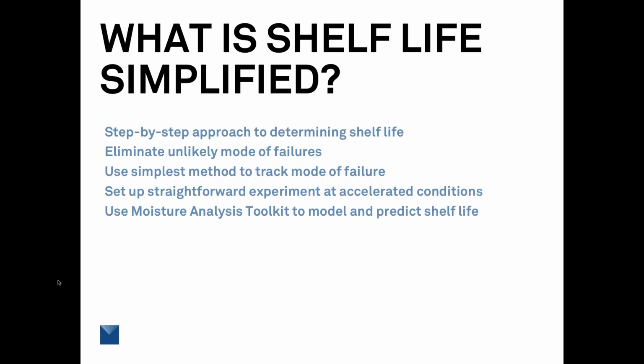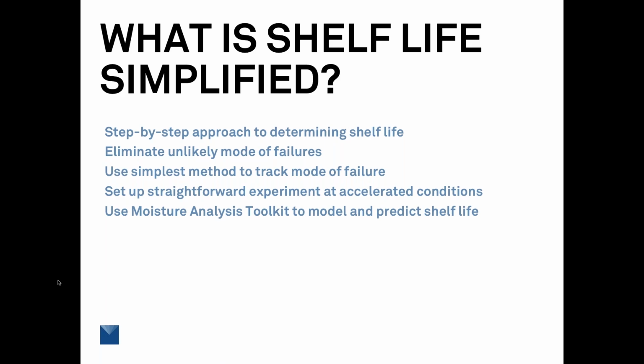We're not necessarily trying to publish our results, so we don't need to have the most complete or exact tracking mechanism for the modes of failure. If we can find something that's correlated to it, that we can more easily track, then that gives us a better option that's not so expensive, like having to use, say, for instance, HPLC instrumentation to try and track vitamin loss. Can we do that using an easier or simpler method that's not so expensive? And then we set up straightforward experiments.